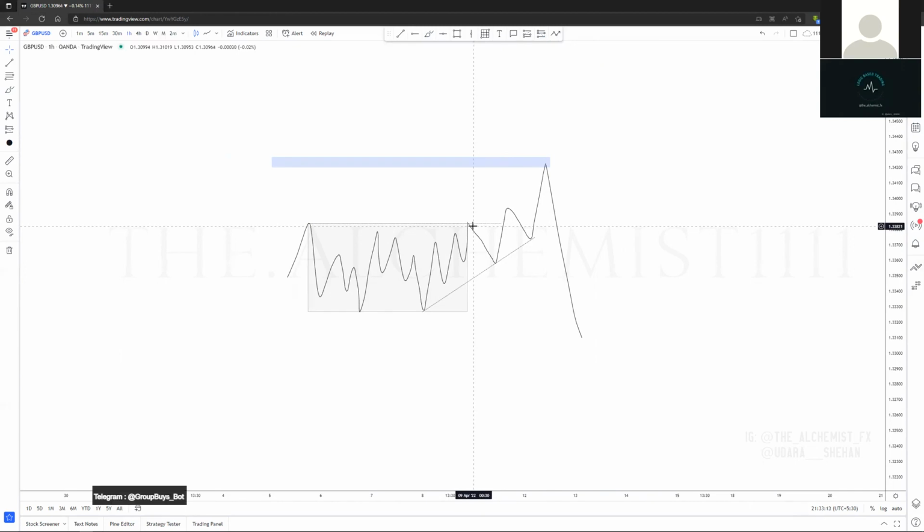Now there are almost three major setups that happen during Asia. Now this right here will be one.